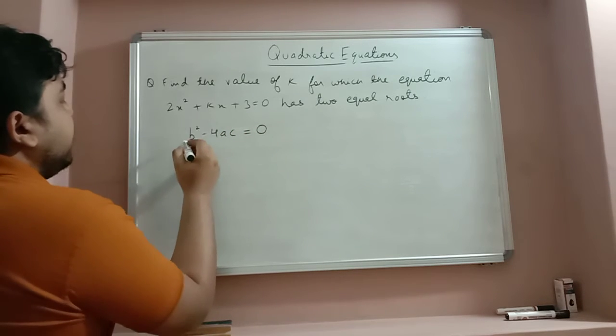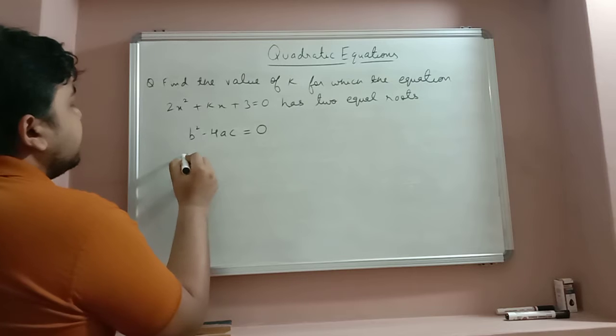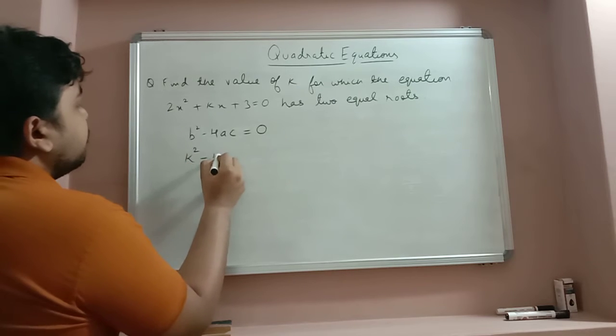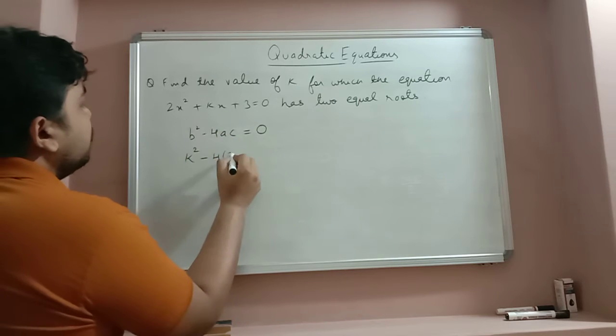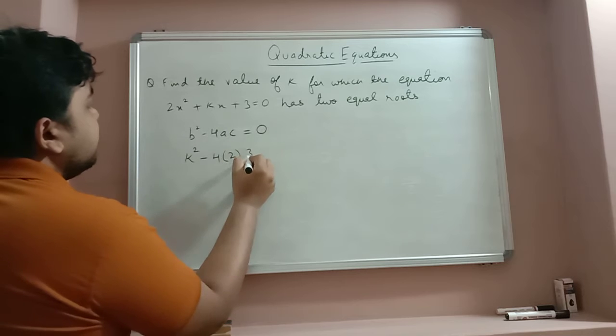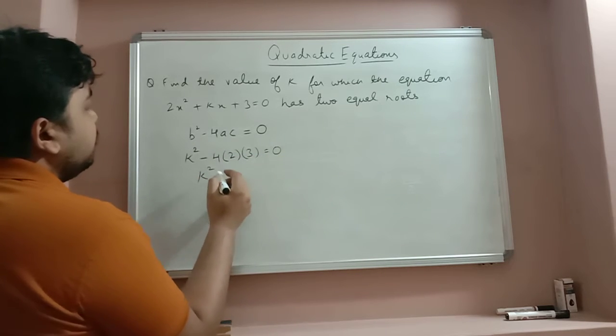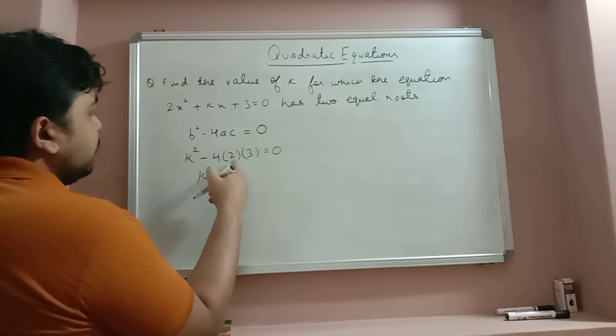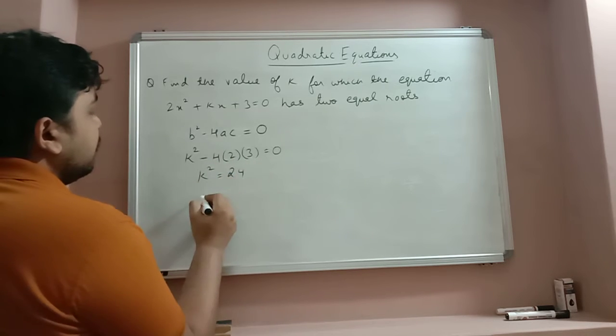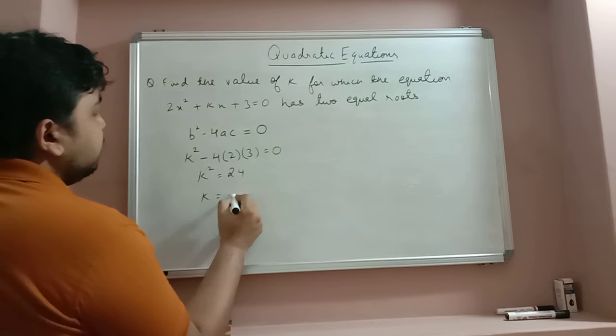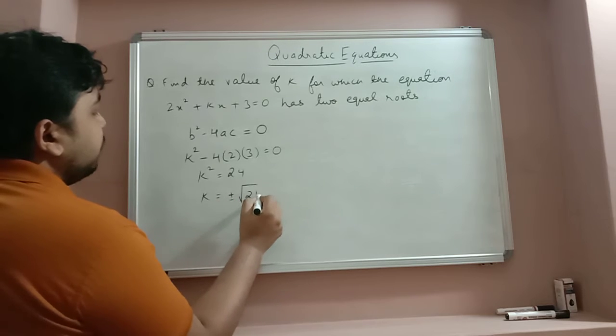So just put the values. b is k, so k square minus 4 times a is 2 and c is 3, equal to 0. k square comes out to be equal to 4 times 2 is 8, 8 times 3 is 24, or k comes out to be plus minus square root of 24.